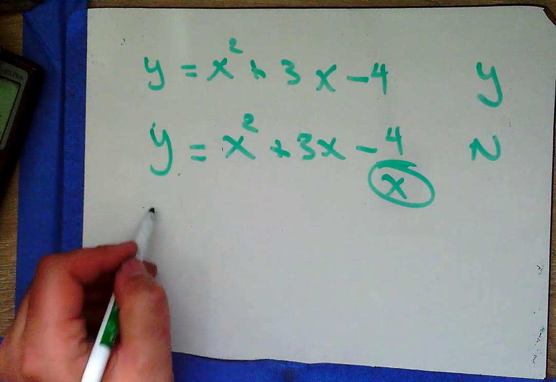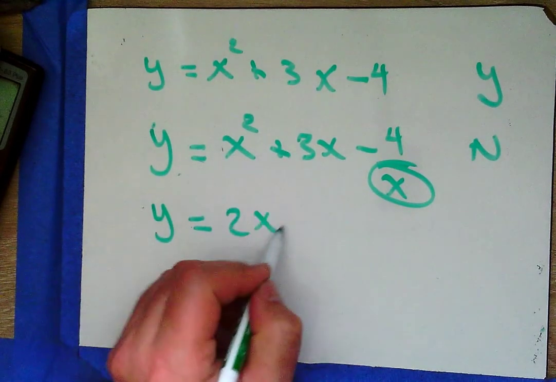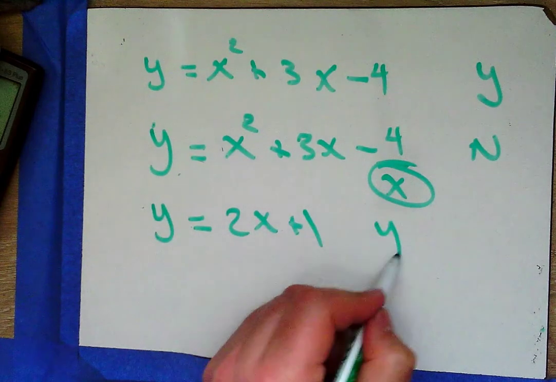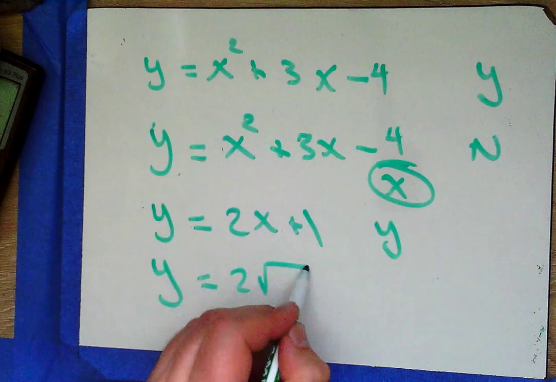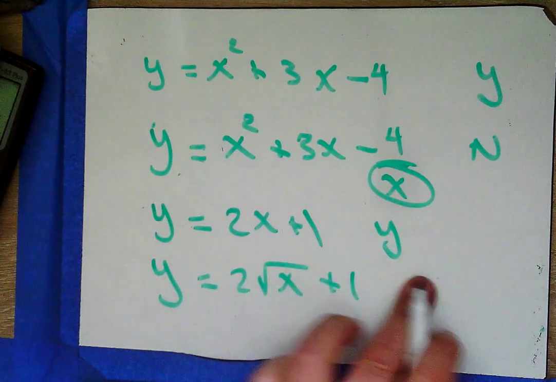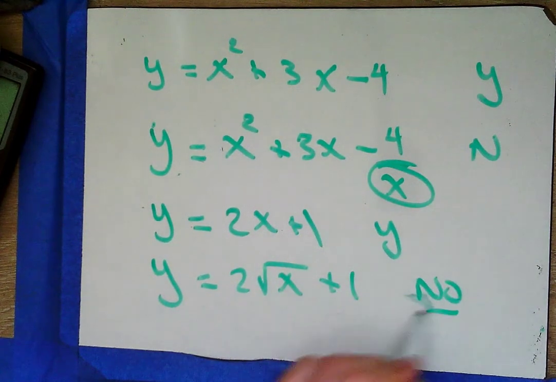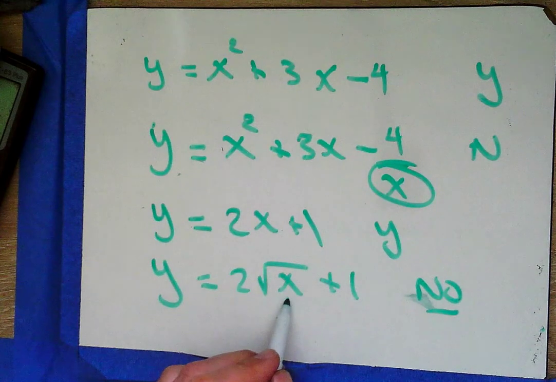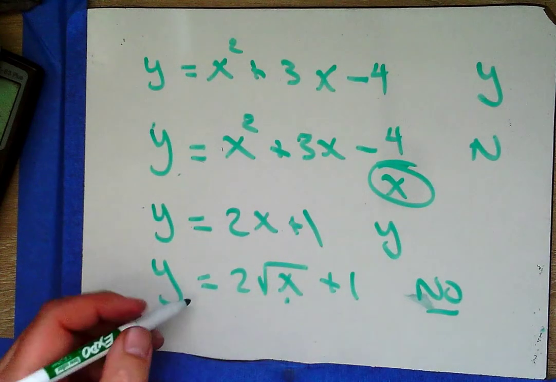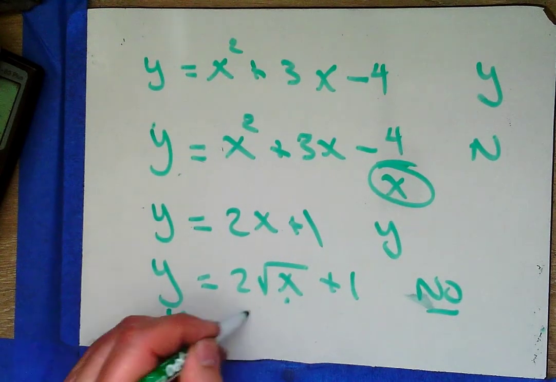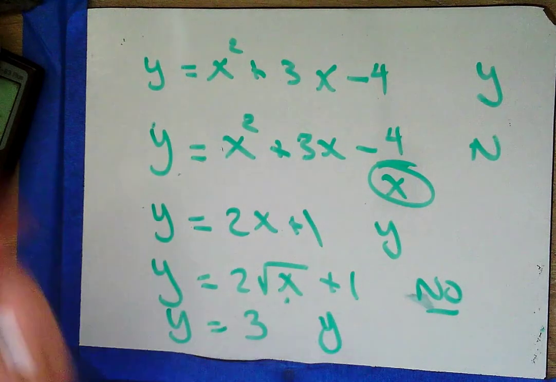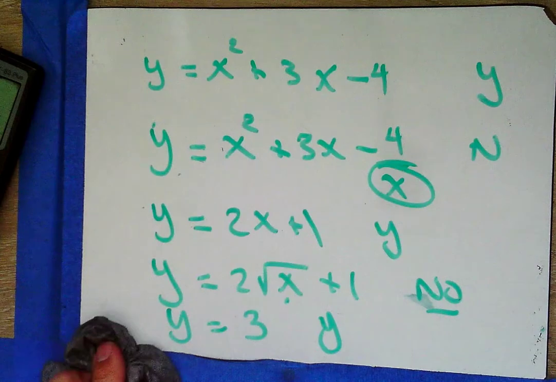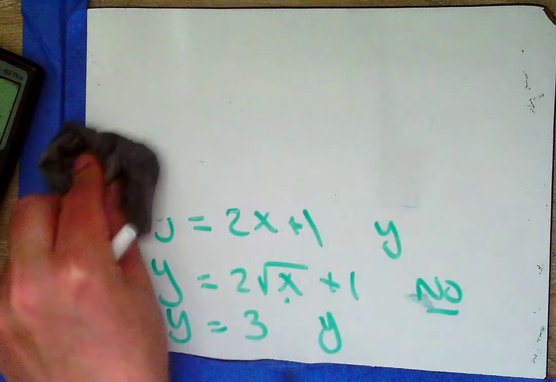How about y equals 2x plus 1? Yes, that fits our form. How about y equals 2 square root of x plus 1? No. No rational exponents. This is x to the 1/2. Okay? How about y equals 3? Yes, that works. It's a linear equation. It's kind of a naive polynomial, but it's technically a polynomial.